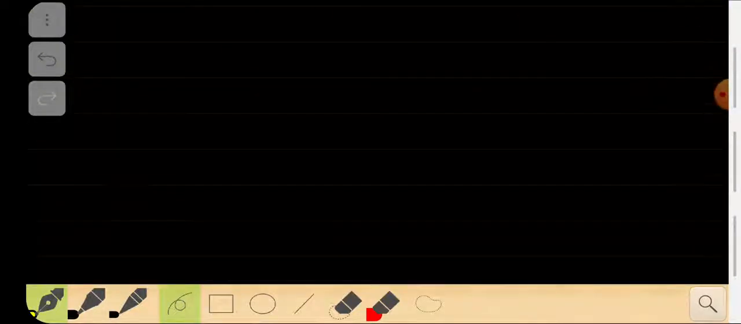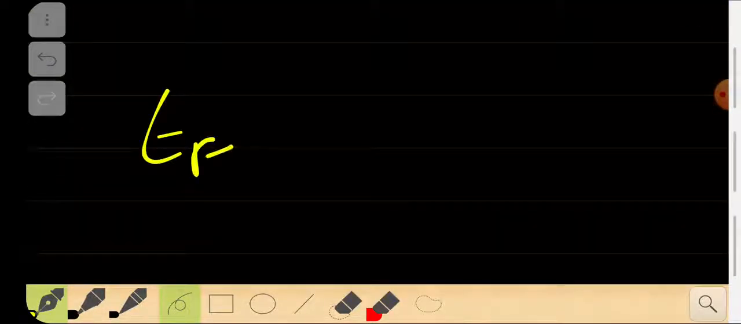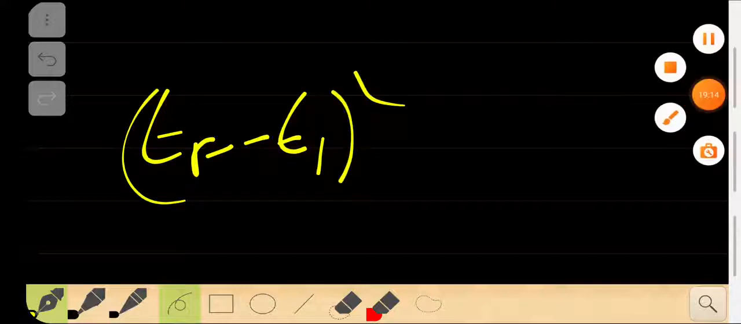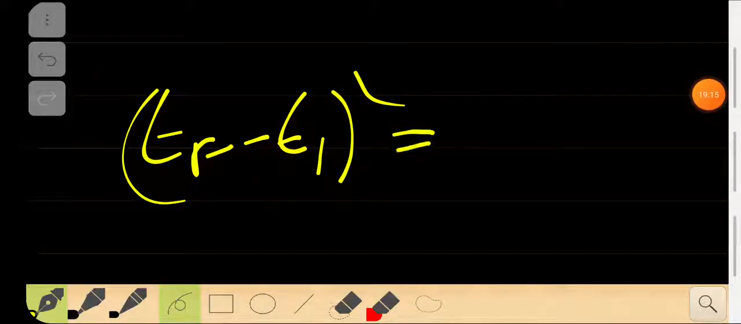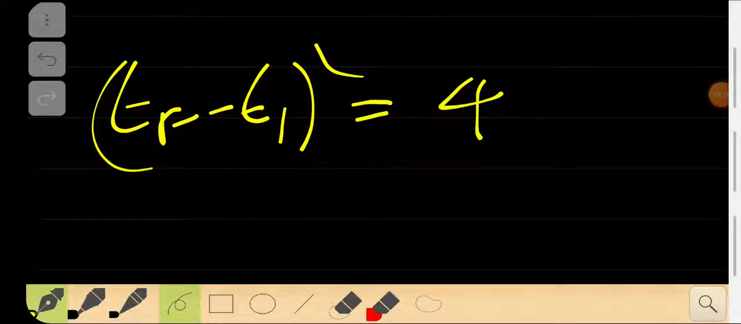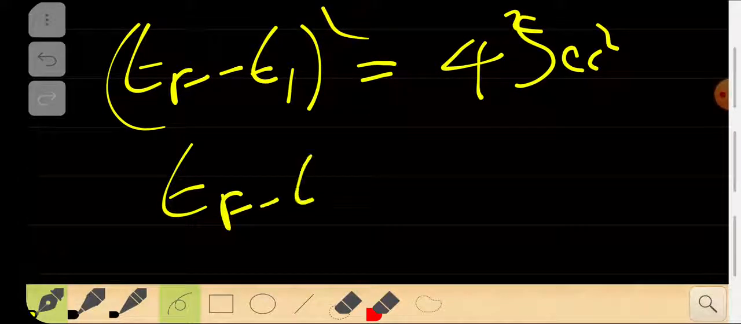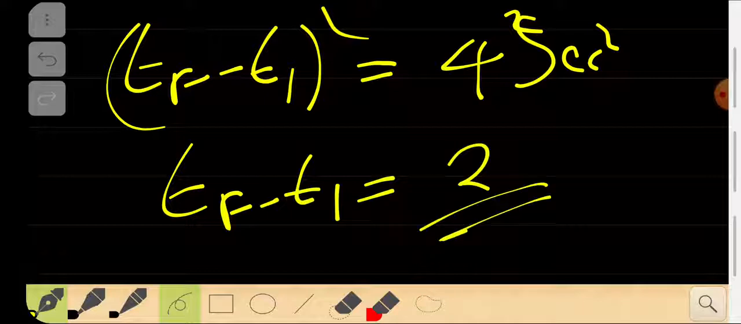Now we know tf minus t1 the whole square is equal to 4 seconds square, which is the second square. So you can see that tf minus t1 or delta t is clearly equal to 2. Okay, so we found that.